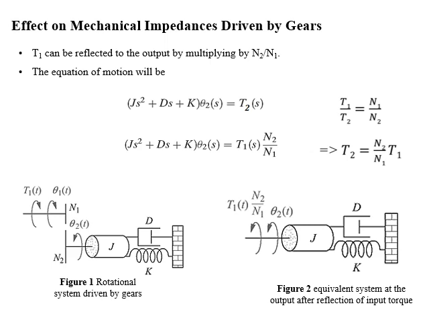If you look at figure 1, it represents original rotational mechanical system driven by gears. For this reflection, we will start by writing an equation for output part of the system, which will be equal to (Js^2 + Ds + K) multiplied by theta 2(s), and will be equal to torque 2 represented by T2(s). Now torque T1 can be reflected to the output by multiplying gear ratio N2 over N1. If you see T1 over T2 is equal to N1 over N2, we rearrange it to find the value of T2. So output torque T2 in terms of T1 will be equal to ratio of N2 over N1 multiplied by T1. The system having reflected torque can be represented in figure 2, and its equation is also highlighted here.